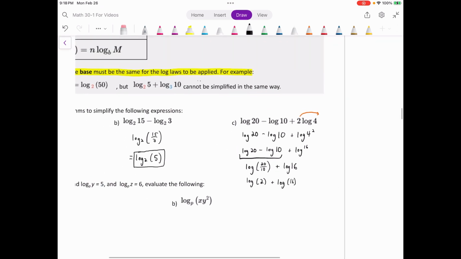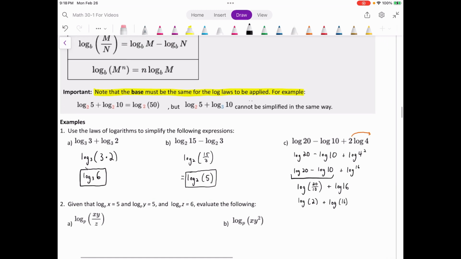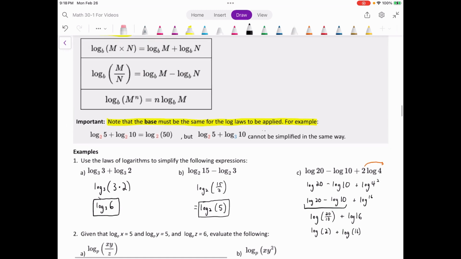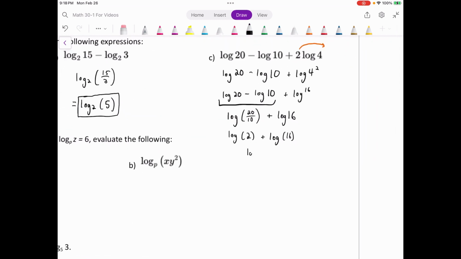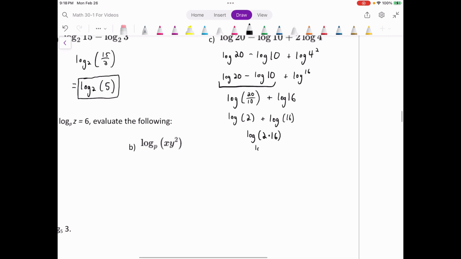And now I'm adding these two separate logs together. My product law tells me that I can multiply them inside one argument. So this is just log base 10, by the way, because no base was given. So it's a common logarithm assumed to have a base of 10. I can multiply them inside one argument, right? So log of 2 times 16 or log of 32, which we could actually do on our calculator because our calculator can handle log base 10.